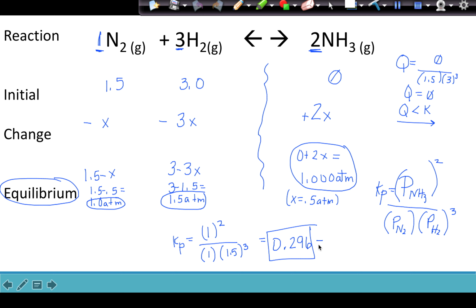And that is also equal to the expression pressure of ammonia squared over pressure of nitrogen times pressure of hydrogen cubed. These are all one and the same. The Kp is this value, which at this temperature will always equal this expression when the situation is at equilibrium.